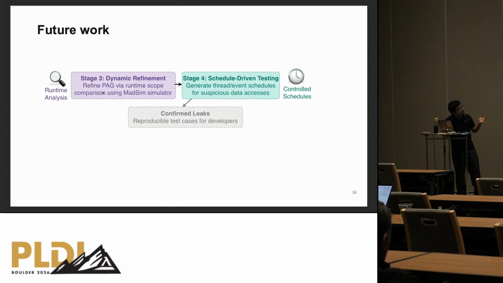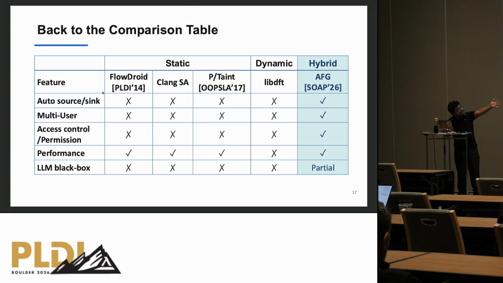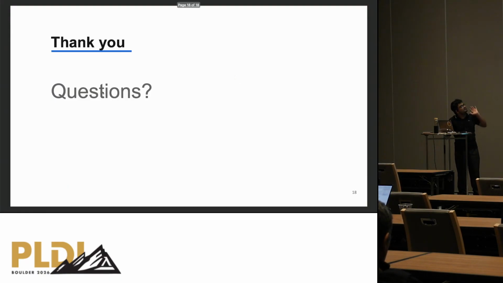There is also future work. We will try to run this in a dynamic environment using MATSIM, which is a deterministic simulator, and we will make sure that the leaks are confirmed and also try to give developers a reproducible environment. So that's it. Our AFG can do all of these things that other existing tools cannot do.